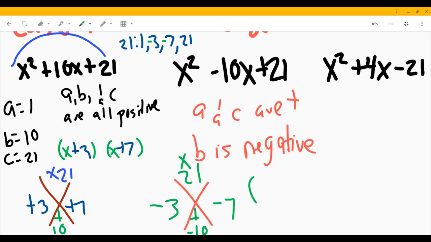So our binomials will be x minus 3 times, let's fix that x there, x minus 7. Negative 3 times negative 7 gives a value of positive 21 and add up to negative 10.